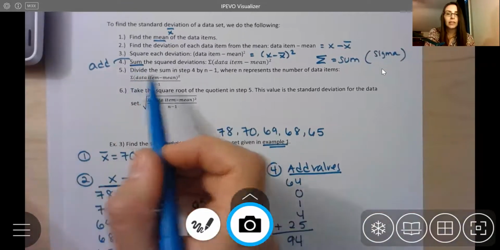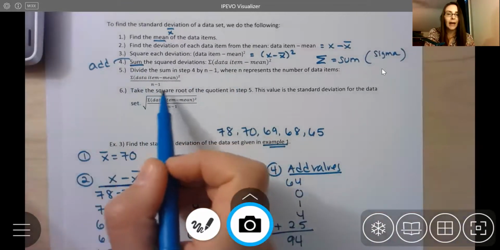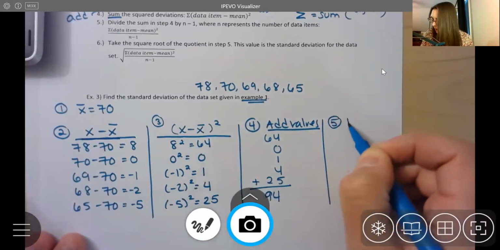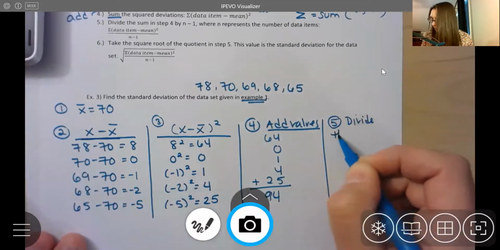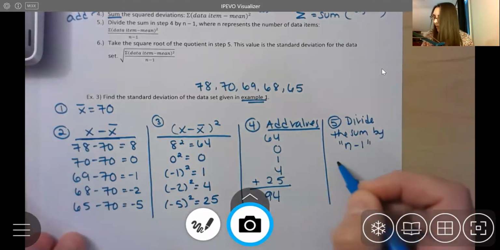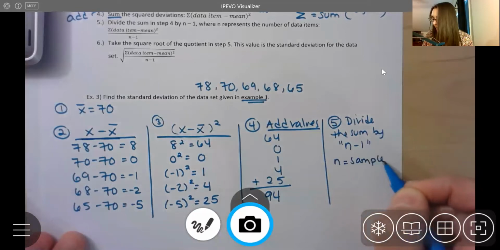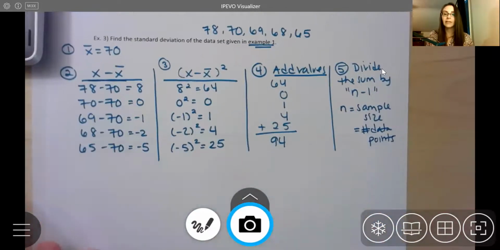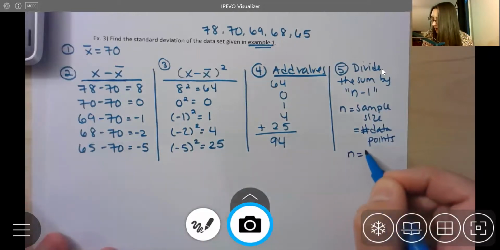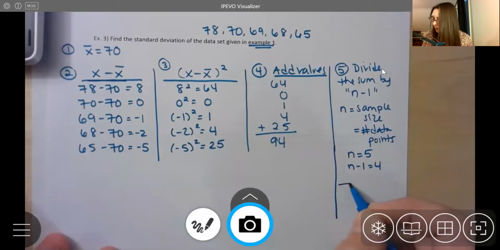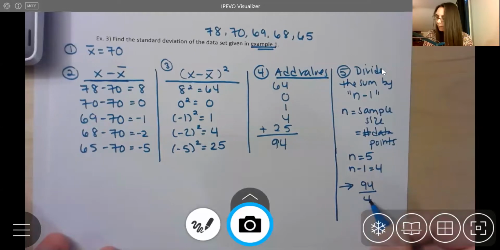Now, step 5 says we're going to take that sum and divide it by n minus 1. So in step 5, we divide the sum by whatever n minus 1 is. Now, n is equal to your sample size, so that is your number of data points. Here we have 5 data points, so in this example, our n is 5, and our n minus 1 is going to be 4. So I'm going to take that 94 and divide that by 4.